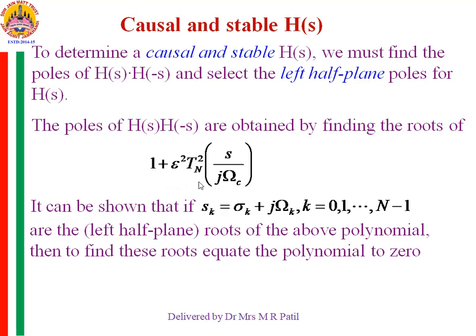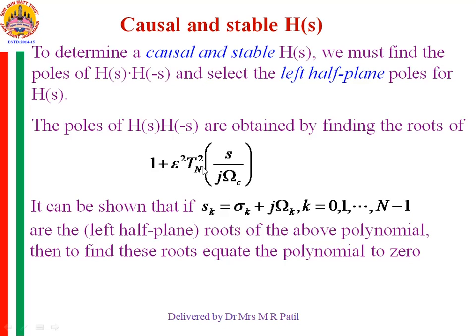So, the poles, each of the poles which are the roots of this denominator polynomial, they are designated by Sk and they consist of the real part and the imaginary part. Now, real part, let us designate it by sigma k and the imaginary part by ohm k, where k is taking on the values from 0 to n minus 1 for one half, and then from n to 2n minus 1 for the other half. So, for left half plane, we need to vary k from 0 to n minus 1.